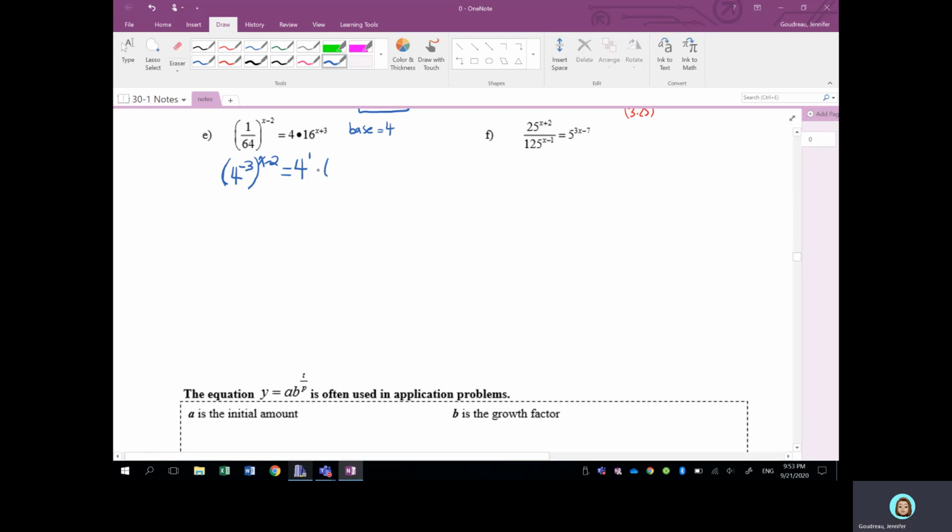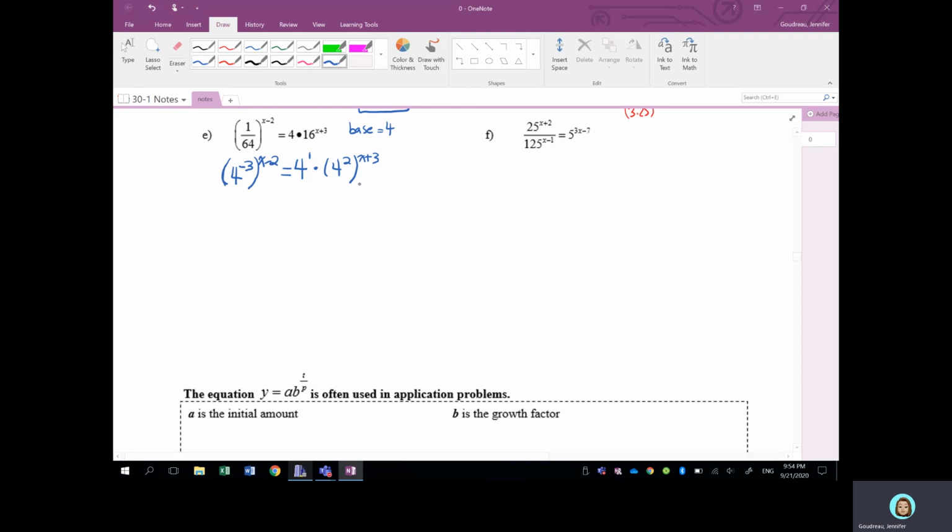16 is 4 to the power of 2. So replacing that 16 with 4 squared, to the power of x plus 3. Don't forget that when you change the base, if there's an exponent already there, it stays there. Step 1 is done. Everything is written with a base 4.